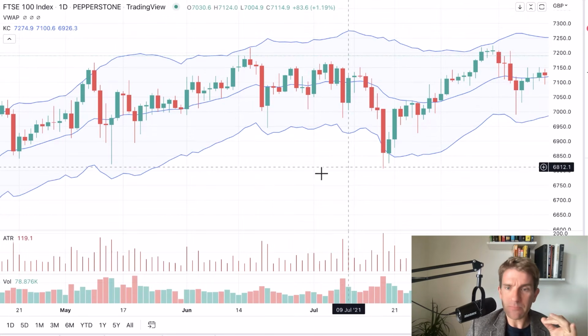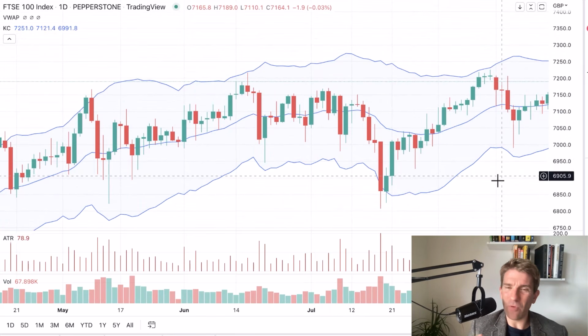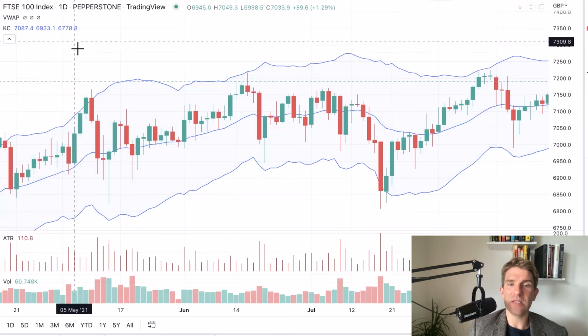Okay, so go back to the initial point, which was if you're trading mean reversion, which is really what these bands are all about, then you want a nice flat band. So you want to look at your band and go, right, this thing is flat, it's range bound.